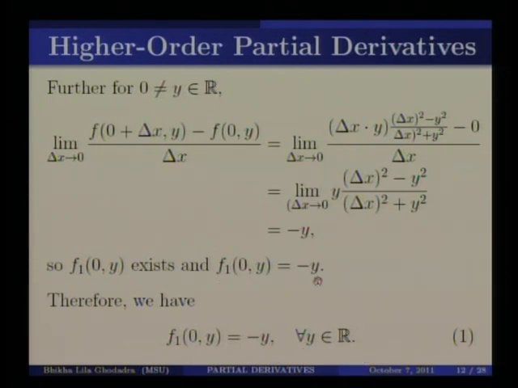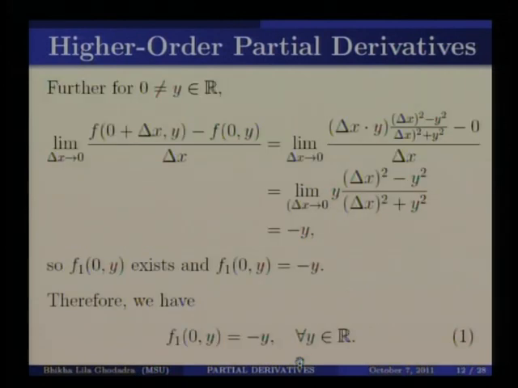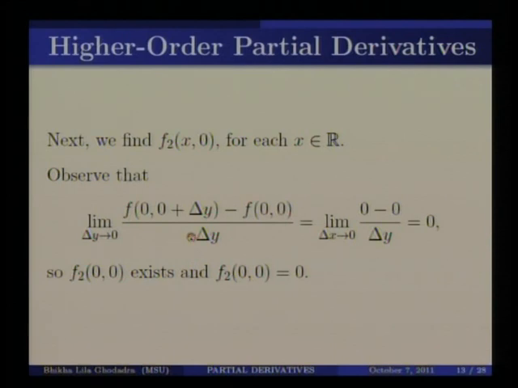When non-zero, we have this particular equation here. When it is 0, we have f1 at (0, 0), so here it will be 0, and so this is 0, which can be considered as minus 0 also. So we have equation 1, that f1 at (0, y) is equal to minus y for every y in R. Now let us look at the derivative f2 at (x, 0) for each x in R.